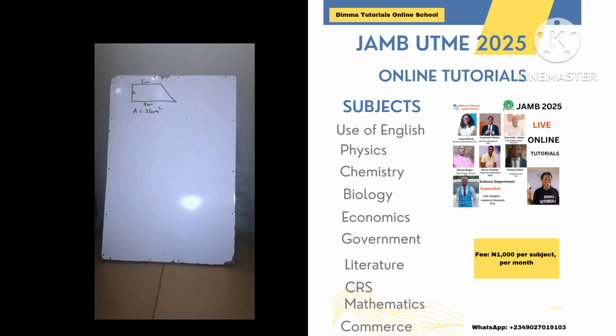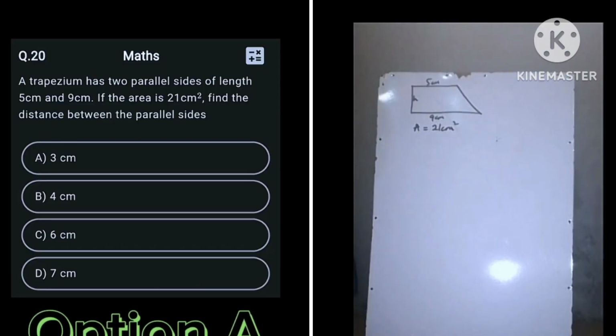Now the next question is coming from plane shape, and this is a trapezoid.